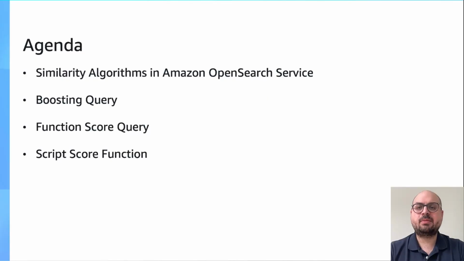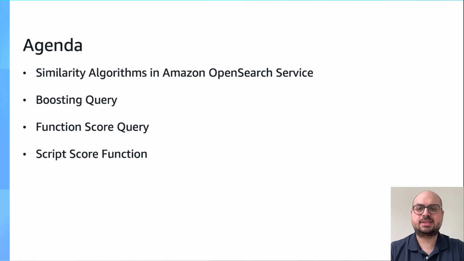Today, I'll be talking about the key characteristics of OpenSearch search score and ranking logic. I will also describe how different search queries and functions impact the ranking of the search results. First, I will start by explaining the different similarity algorithms in Amazon OpenSearch service.